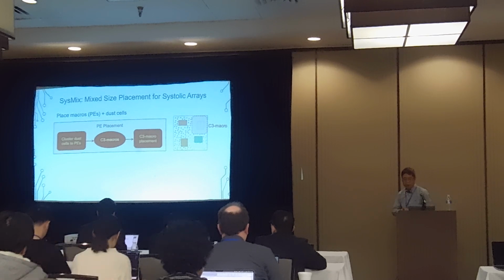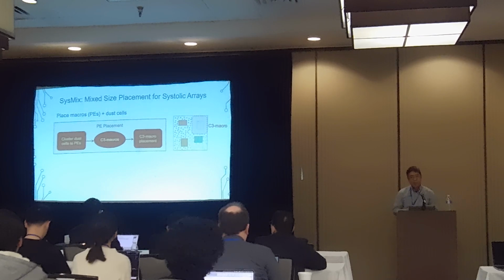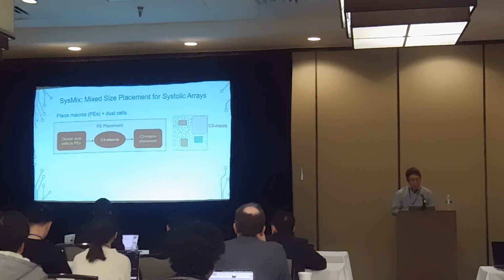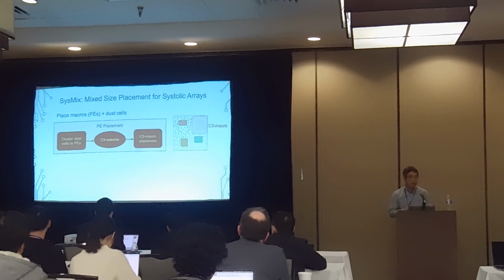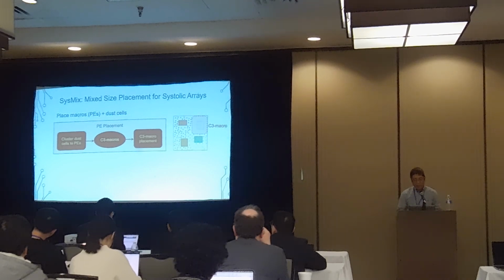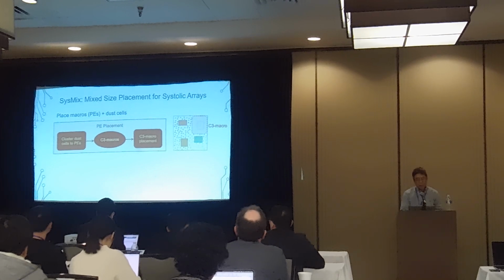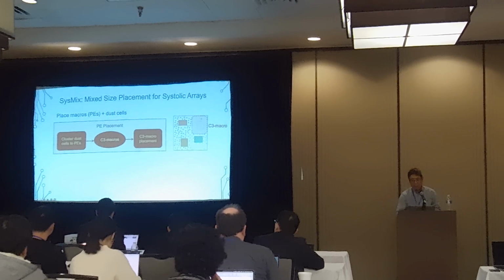And here I will summarize our recent works on how to exploit the regularity of systolic array for better layout design. So the first one is mixed-size placement. In this problem formulation, we treat each PE as a hard macro, and there are other standard cells, like the control logic. So this approach consists of two phases. One is the PE placement. First, we cluster those standard cells to its PEs, so we call it a C3 macro.